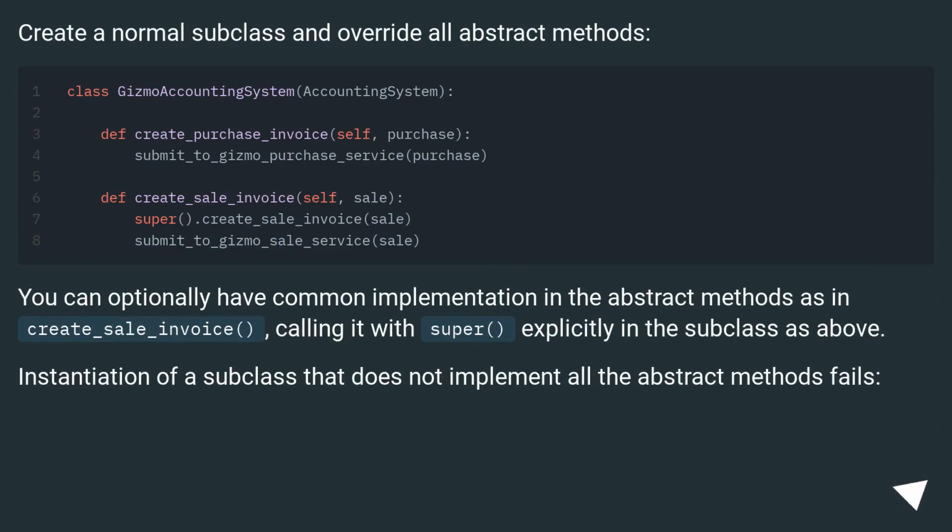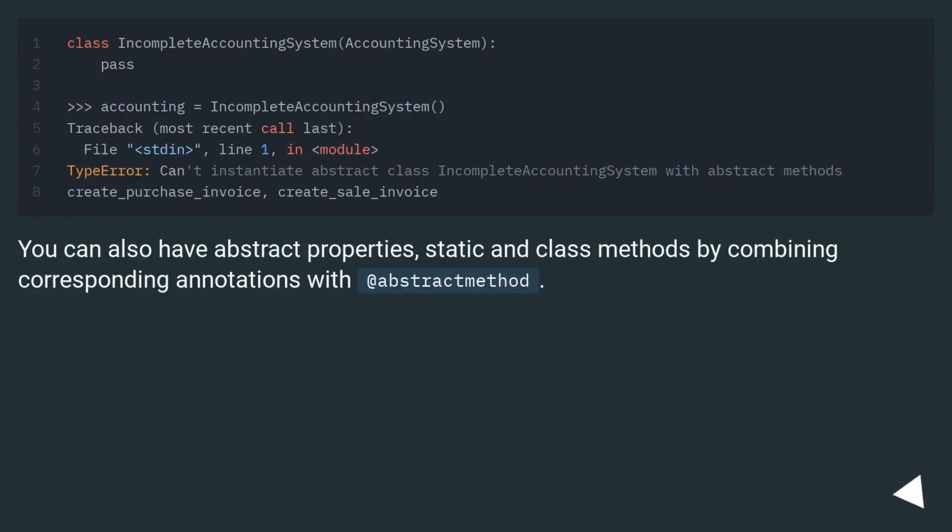You can optionally have common implementation in the abstract methods, as in create_sale_invoice, calling it with super explicitly in the subclasses above. Instantiation of a subclass that does not implement all the abstract methods fails. You can also have abstract properties, static and class methods by combining corresponding annotations with that abstract method.